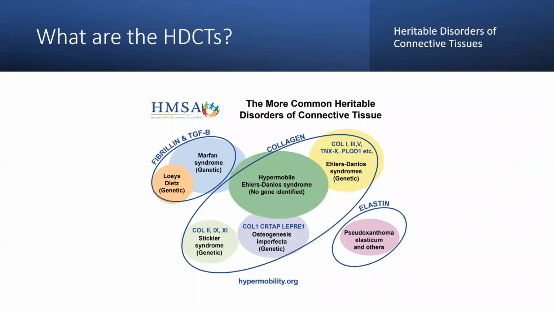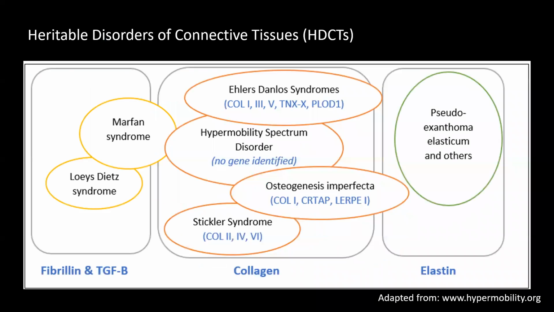So what are the heritable disorders of connective tissues? This figure illustrates that this is a group of disorders with overlapping clinical features, and they have variable presentations. As you can see, specific mutations have been identified for many of these disorders. However, for hypermobile Ehlers-Danlos syndrome and the hypermobility spectrum disorder, which our patient had, as yet, there is no specific gene identified, and we could best consider these polygenic disorders, or perhaps these mutations will be found in the future.